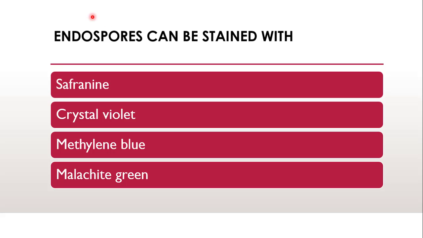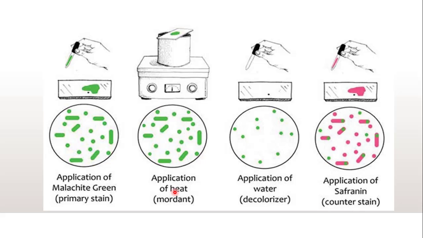Next question is, endospores can be stained with, whether it is with safranin, whether it is with crystal violet, whether it is with methylene blue or malachite green. The correct answer is malachite green, because if you see the spore staining, the primary stain is nothing but malachite green. On application of heat, it will act as a mordant, that means it will fix the stain and spores will get the stain of malachite green.